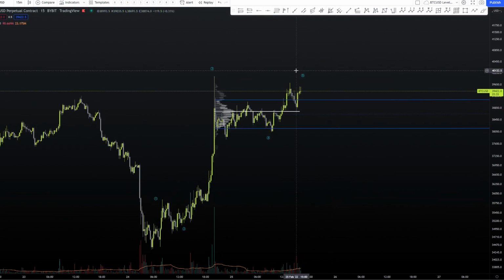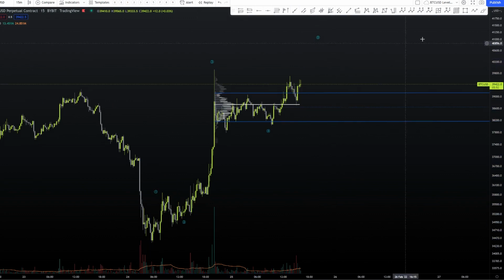But otherwise, we're going to be looking for this wave 5 to come a little bit higher. And then we get a rejection. So it could be around that daily level, which is just right above this high right here. So we might just come right above it, pop above it, and then come back down.